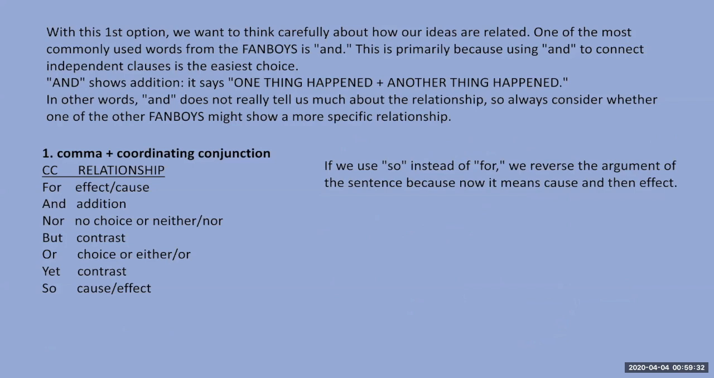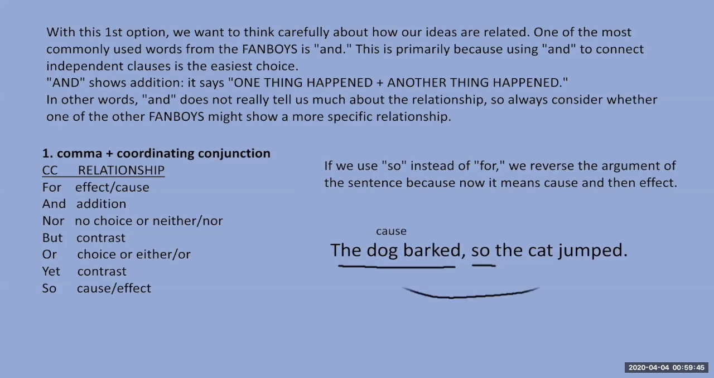If we use so instead of for, we reverse the argument of the sentence because now it means cause and then effect. The dog barked, comma, so the cat jumped. The cause is the dog barked, and the effect is that the cat jumped.